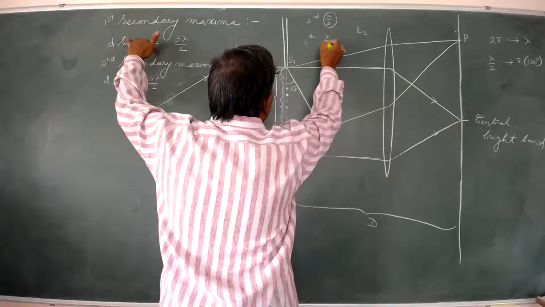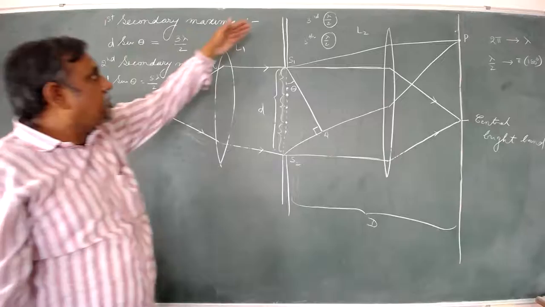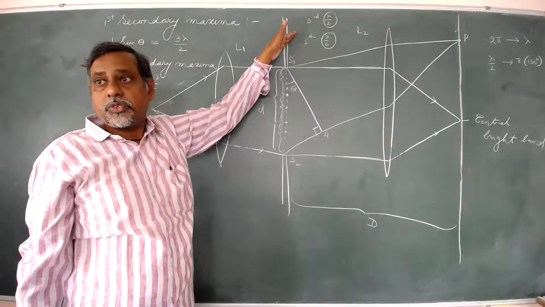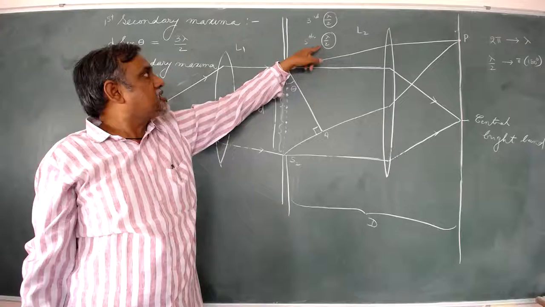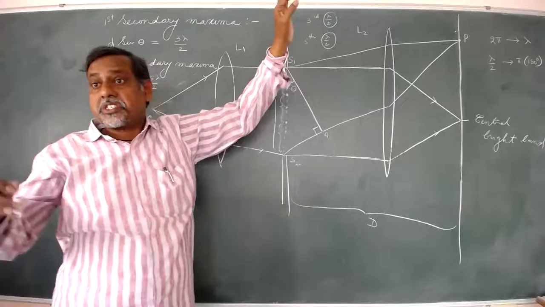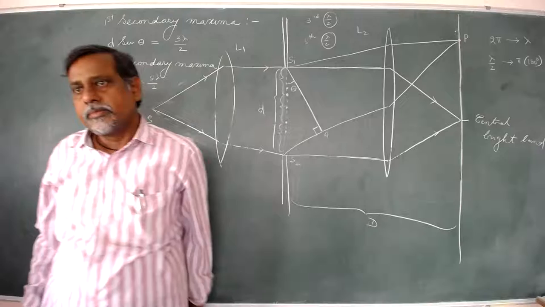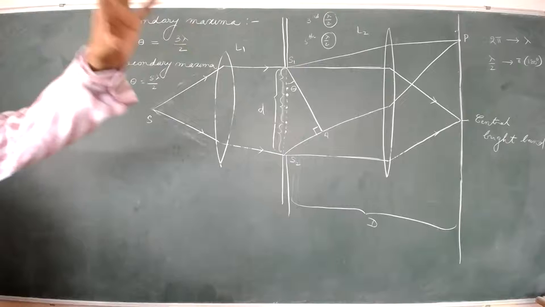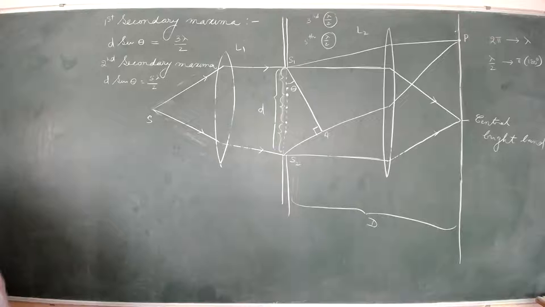Are you getting the pattern? So this is the third lambda by 2, this is the fifth lambda by 2. What do you understand by these two things? Intensity decreases. Its intensity is less than this. The third lambda by 2 light will be brighter. That means the first secondary maxima is somewhat bright, though maximum brightness is at the center. After the central maxima, the first secondary maxima will be somewhat less bright. Next, the second secondary maxima is still duller, dim.